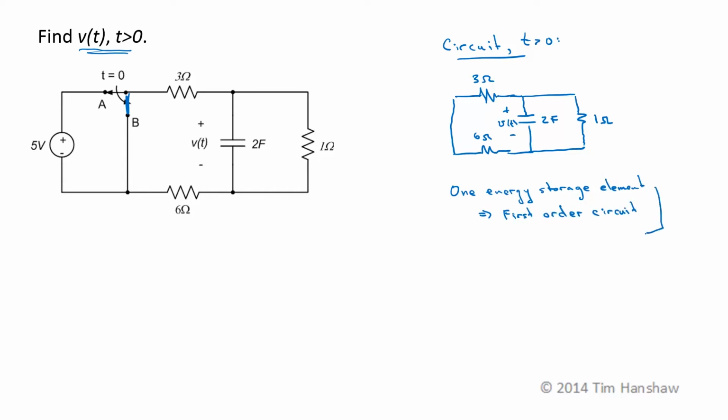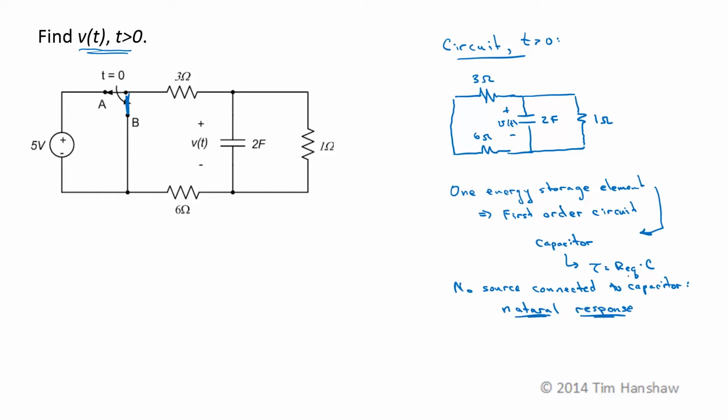The energy storage element is a capacitor. That means that this circuit's going to have a time constant, which is the equivalent resistance of the capacitor times the capacitance. There's no source connected to the circuit. That means what I'm going to be looking at is a natural response. So the natural response of an RC circuit, the form of the solution, is going to be V of t is some initial voltage V0 e to the minus t over tau. Now all I need are numbers for V0 and tau.